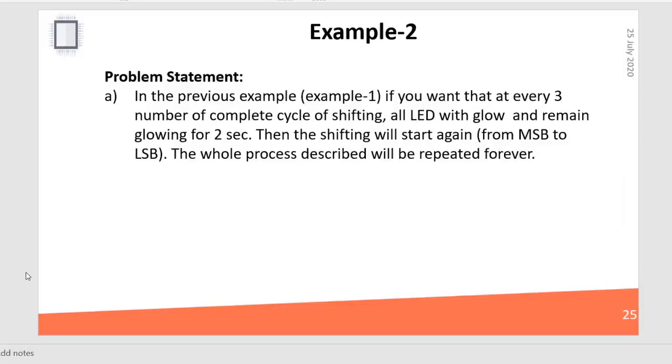So after 3 complete cycles, all the LEDs will glow at the same time, and they will remain glowing for 2 seconds, okay? And then again the loop will continue. Again MSB to LSB for 3 times, then again all the LEDs will glow at the same time, and they will be glowing for 2 seconds, and then again that 3 cycle loop will continue.